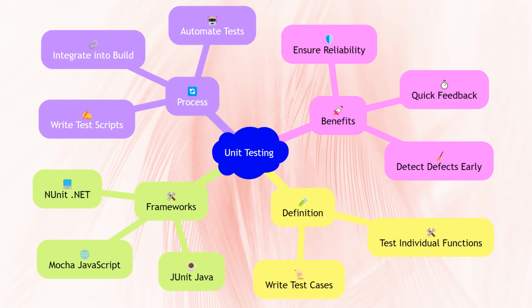Examples of unit testing frameworks include JUnit for Java, NUnit for .NET, and Mocha for JavaScript.